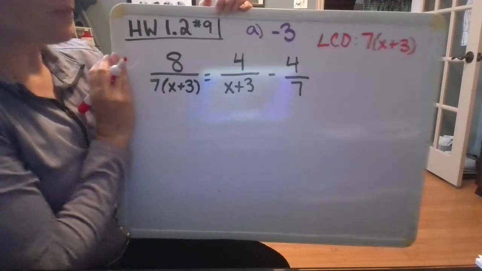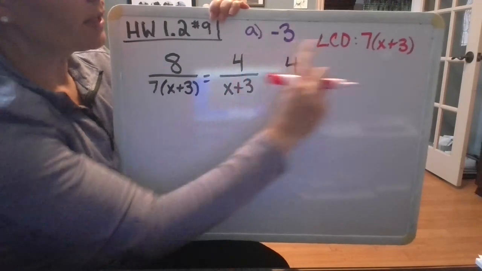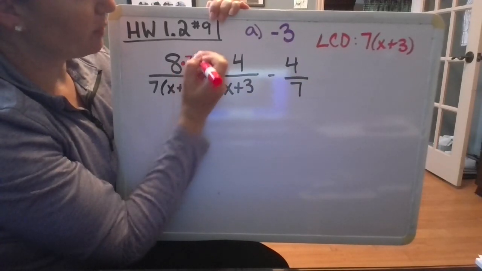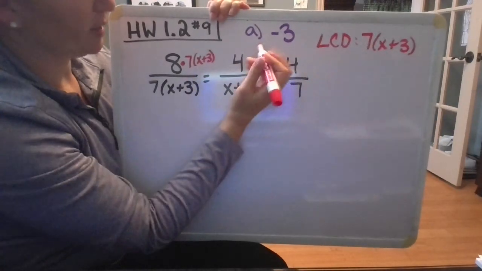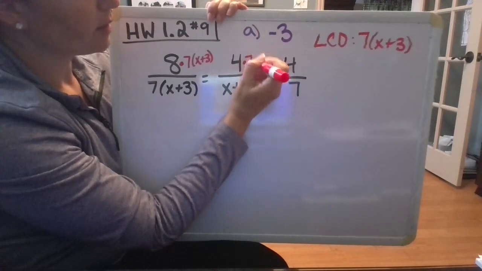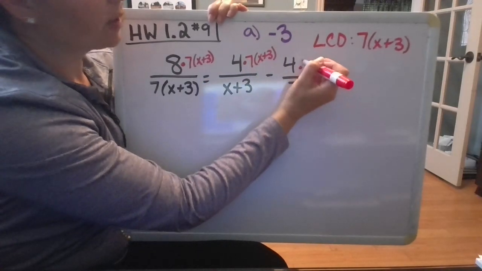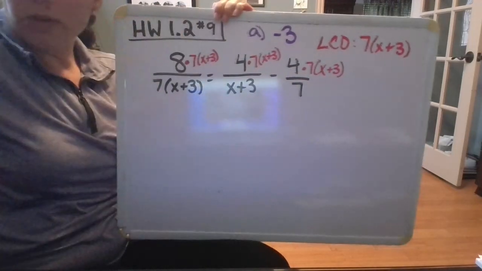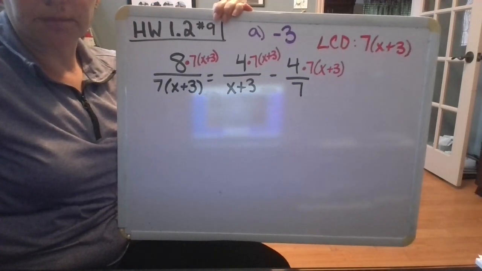Now, if you remember back, I said that I like to get rid of those denominators. So what I'm going to do is multiply each of the tops of my fractions by that entire LCD, 7 times x plus 3. And you might be thinking, oh my goodness, this looks horrible. Why would you do this? Well, before we move on, I want us to look at our new problem.